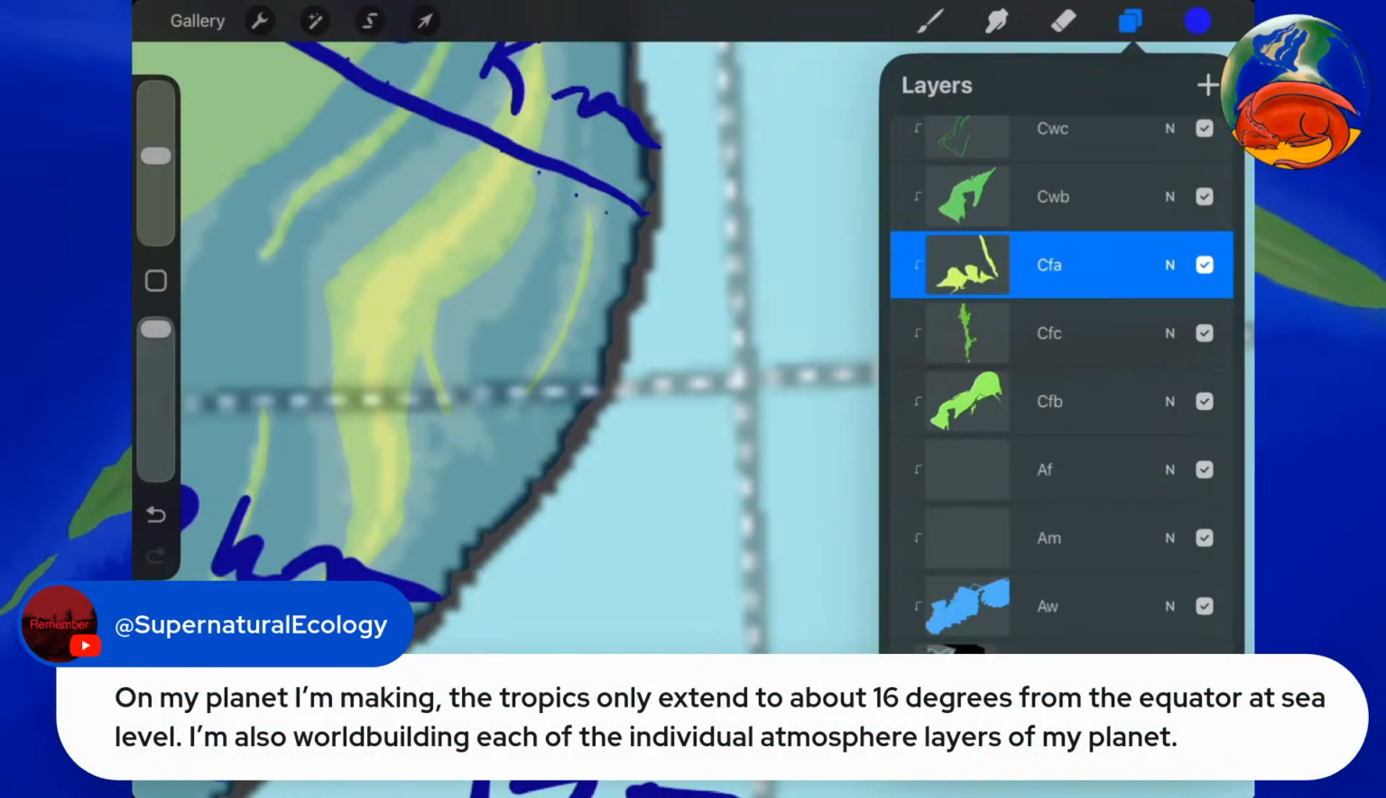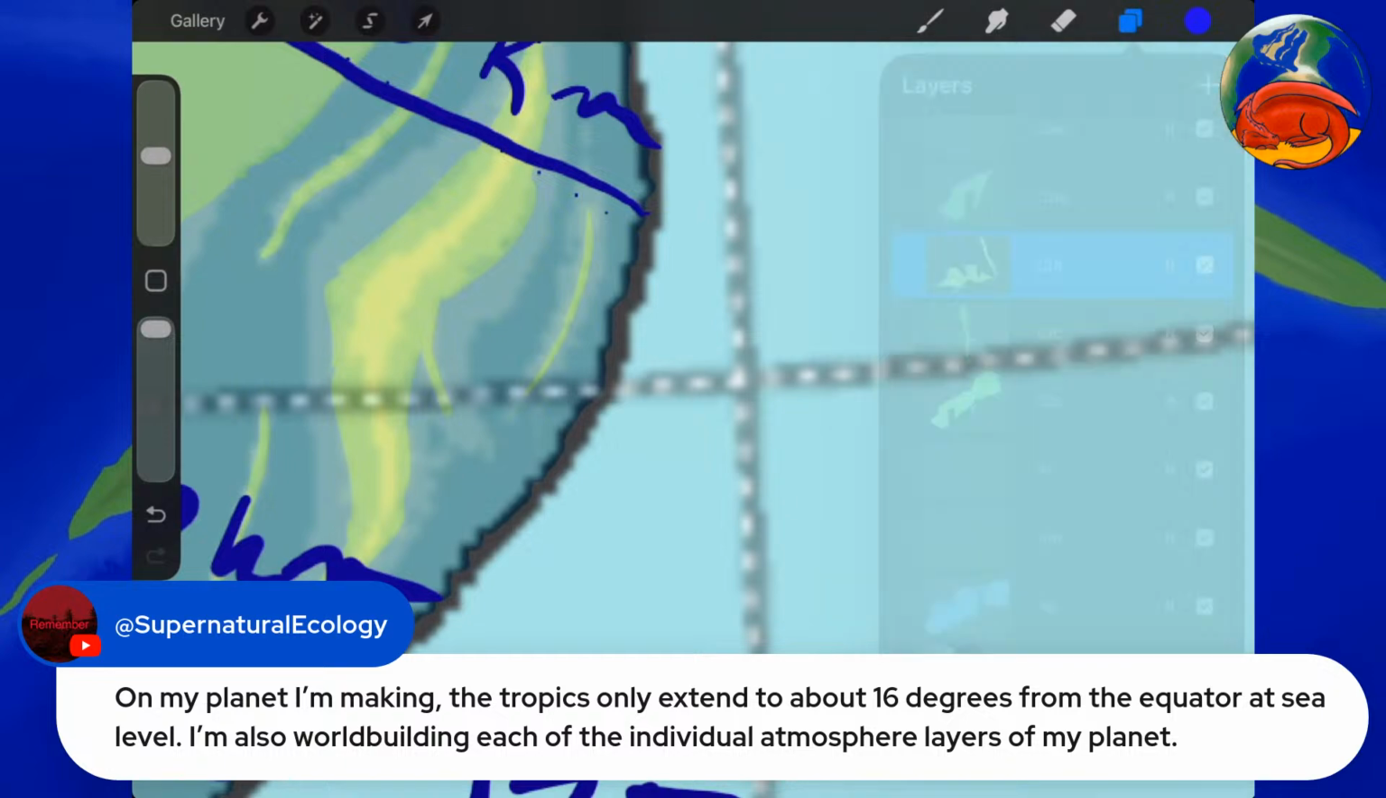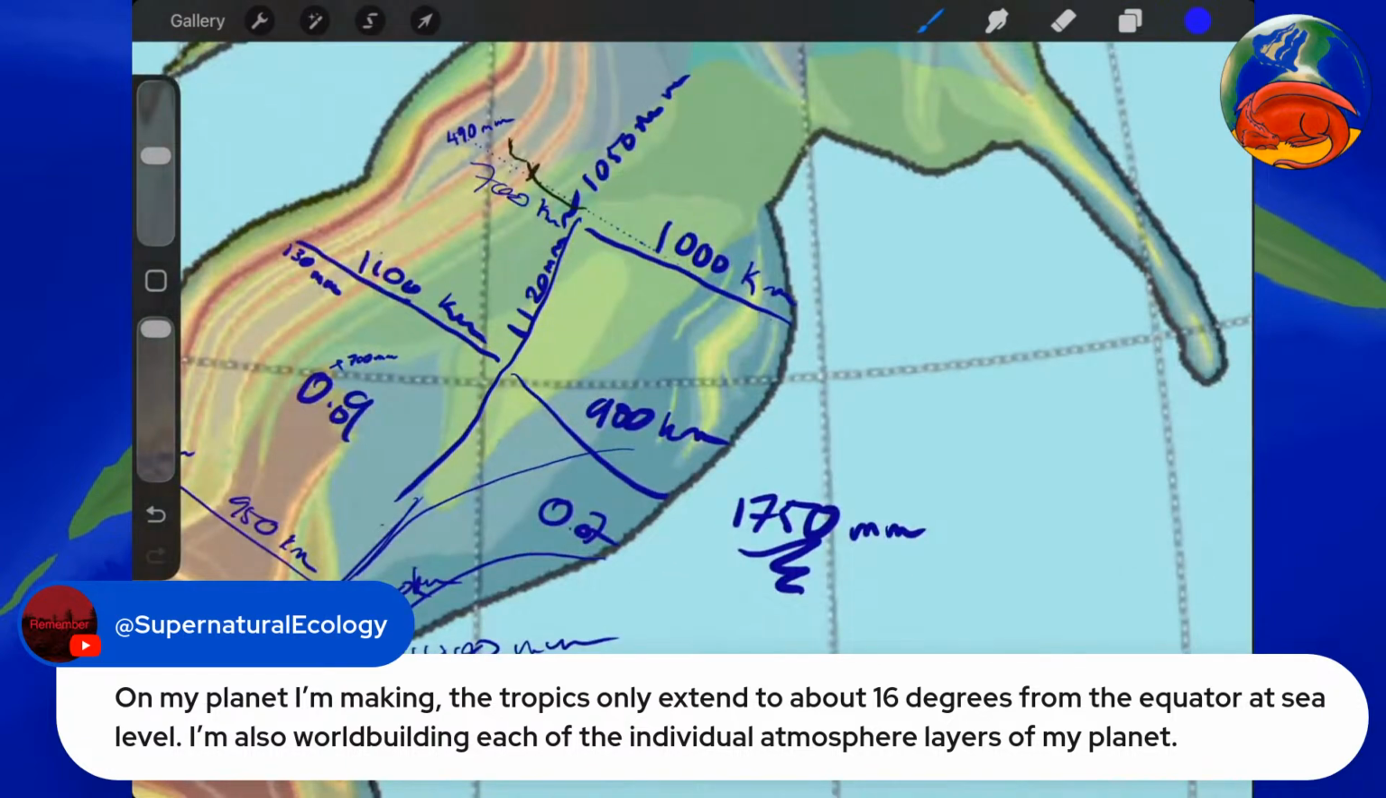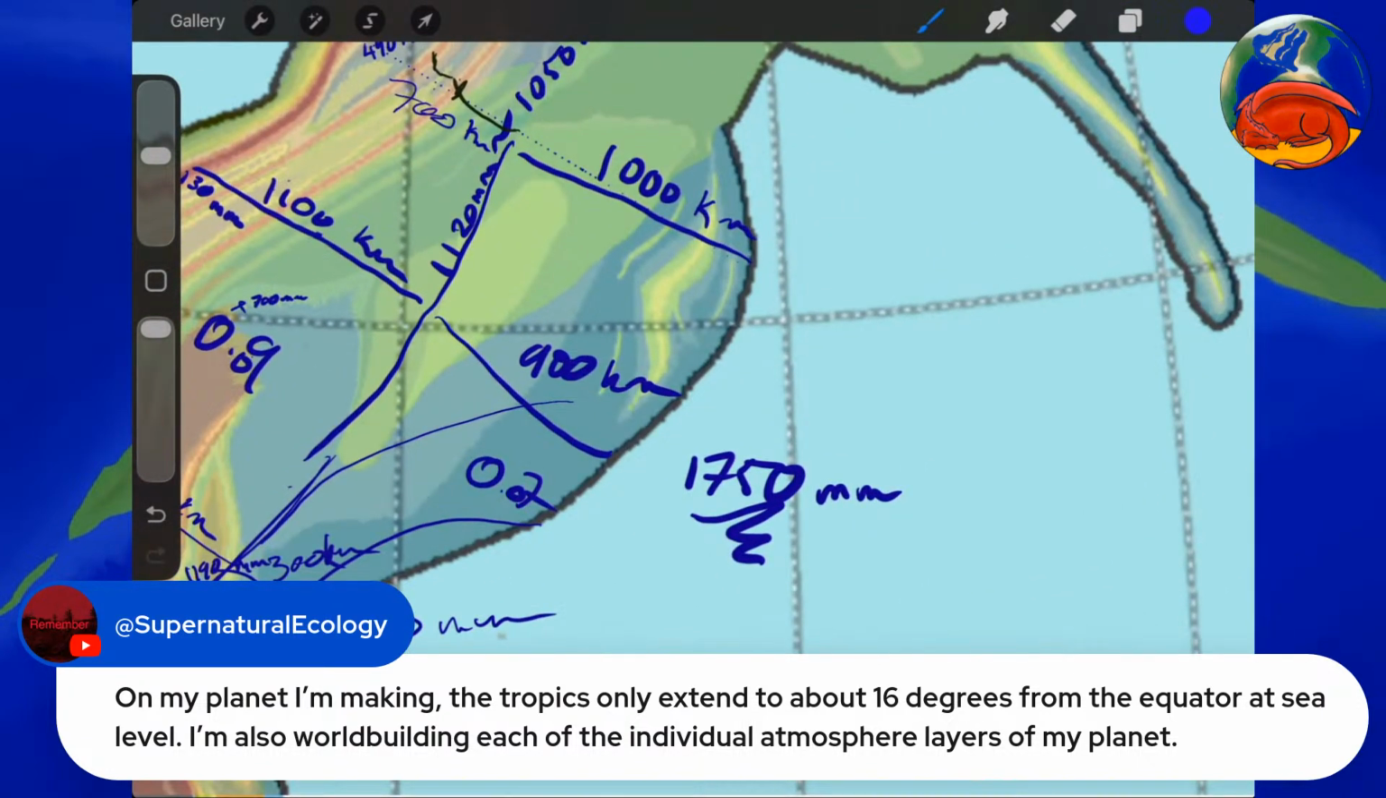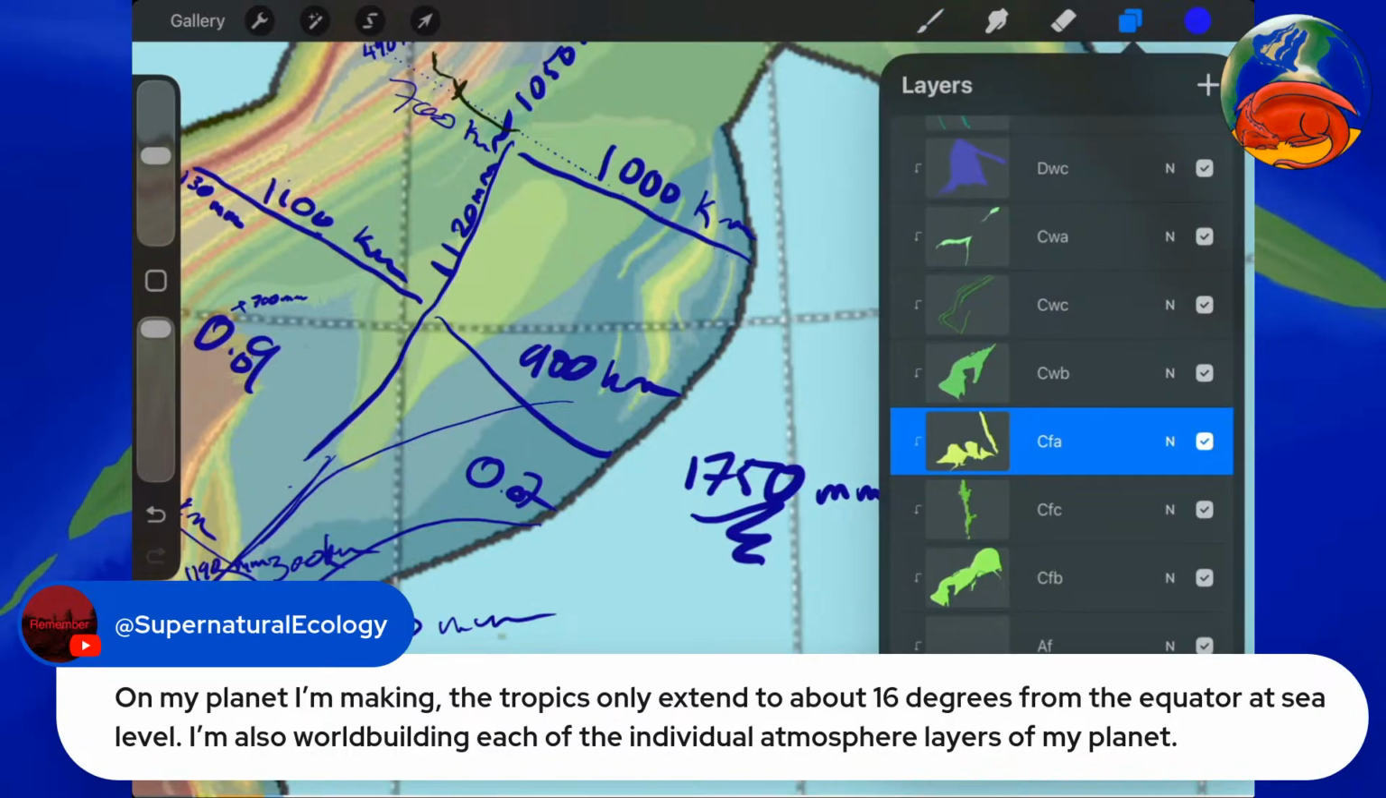What do we got? On your planet, tropics only extending about 16 degrees from the equator. Each individual atmosphere layers of the planet. Wow, that's a lot. I mean, I don't know how I'd world build the layers of the atmosphere. Sounds like a good time. Are things particularly high, or are you going to have stuff floating around in the different layers, like aeroplankton or whatever?